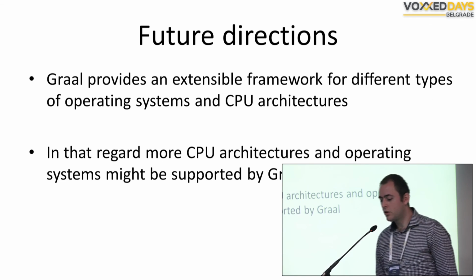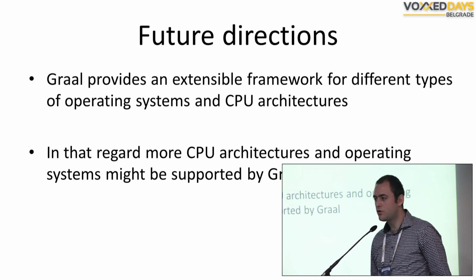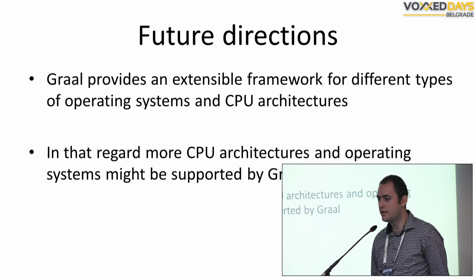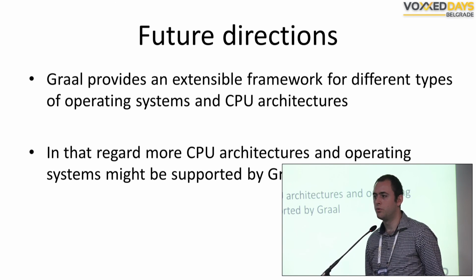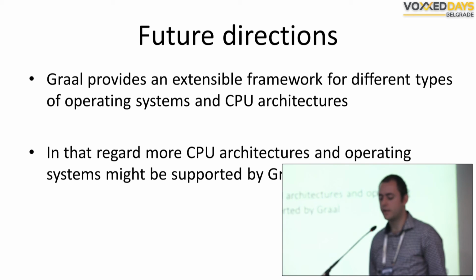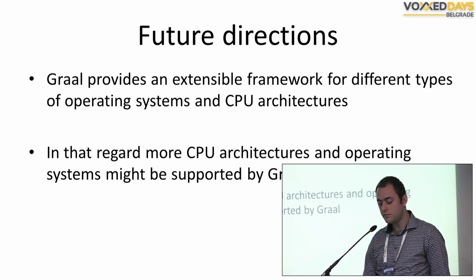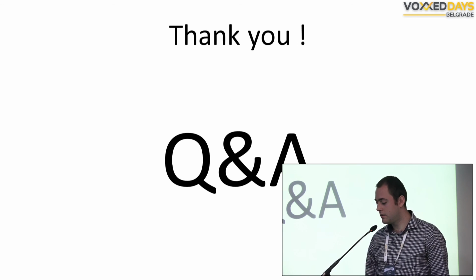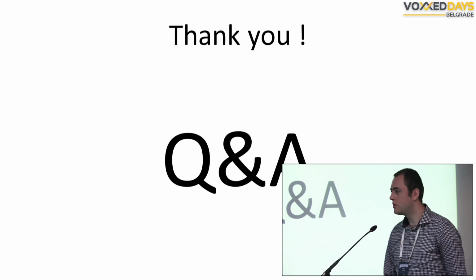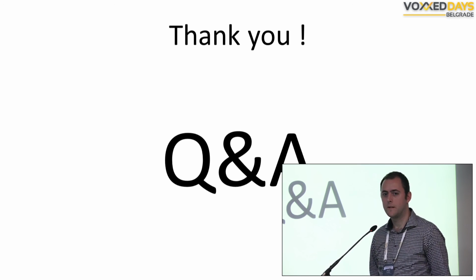And last but not least, the Graal VM also provides a pluggable framework for experimenting with different types of CPU architectures and operating systems that are supported by the Graal VM. So in that direction, the team already has a goal to provide support for more types of architectures and operating systems that would allow us to run the Graal VM. And basically that's it. To conclude, any questions?